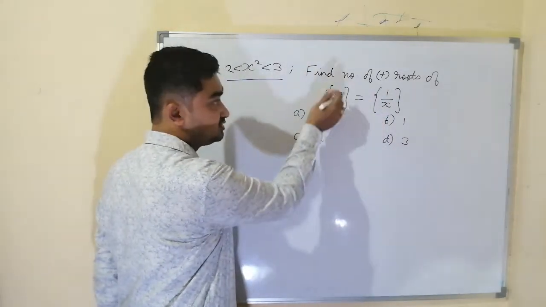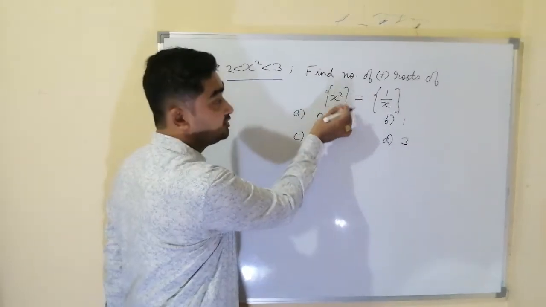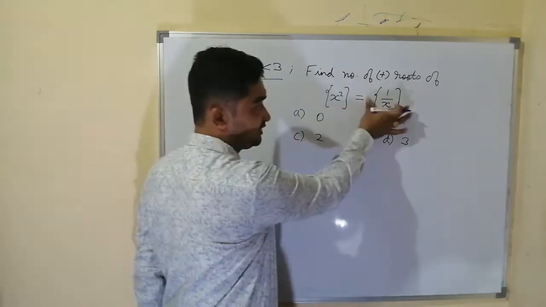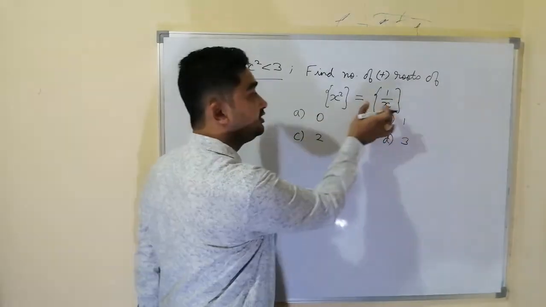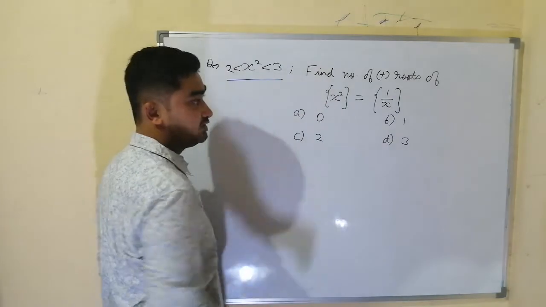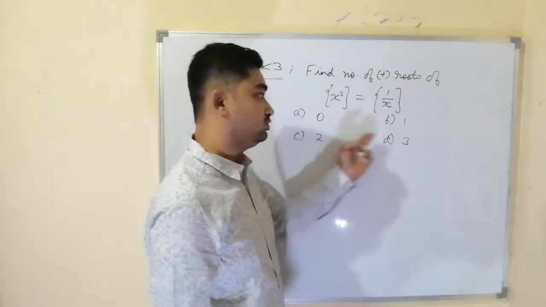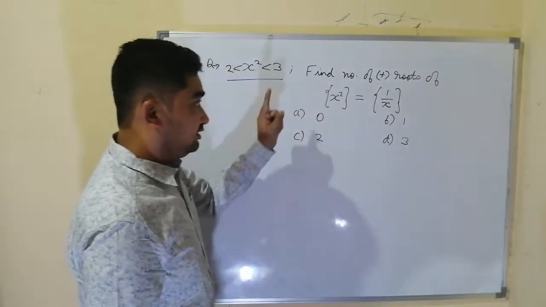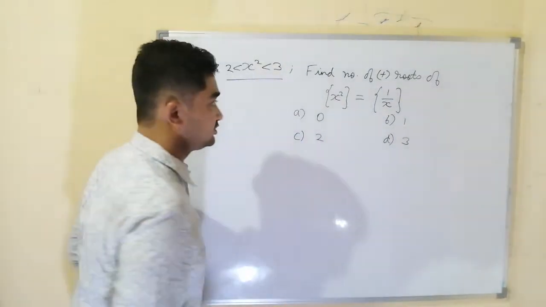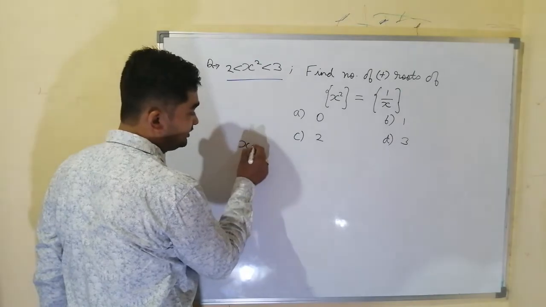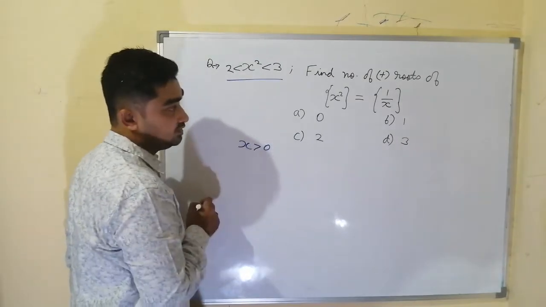This given equation is, this bracket is fractional part of x. Fractional part of x square is equal to fractional part of 1 by x. We have to find the number of positive roots of this given equation. And the options are 0, 1, 2 or 3. We have to find only the positive roots. So we will assume that x is greater than 0.